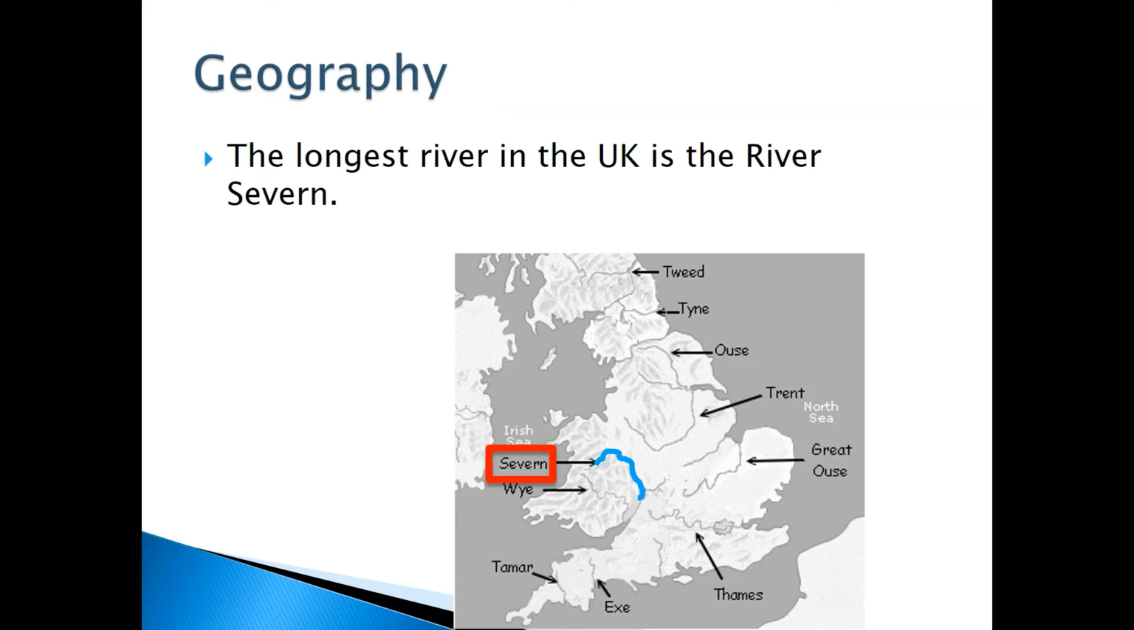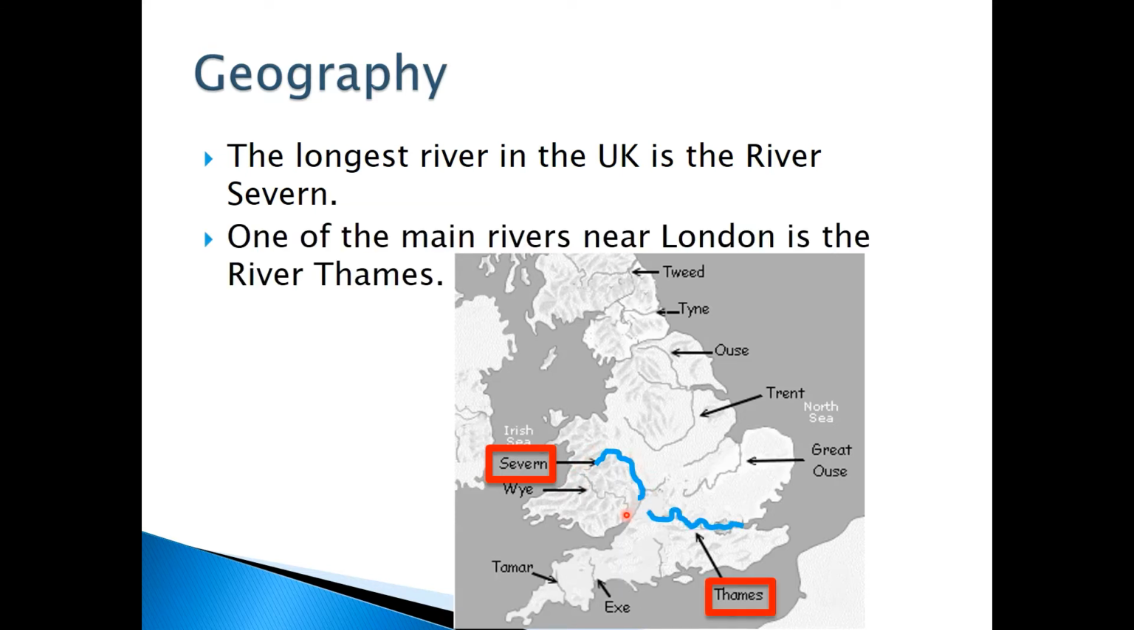The longest river in the UK is the River Severn. It starts in Wales and goes into England. One of the main rivers near London is the River Thames. It goes east across England.